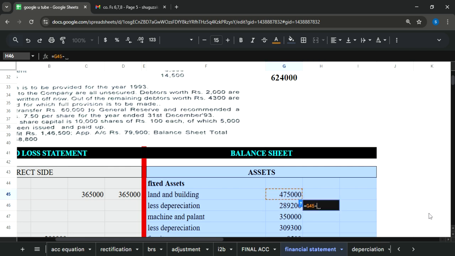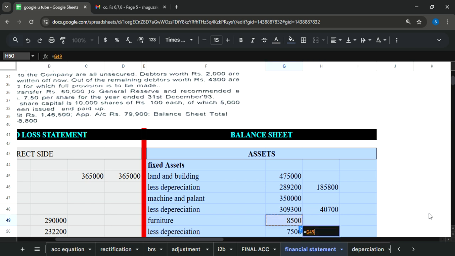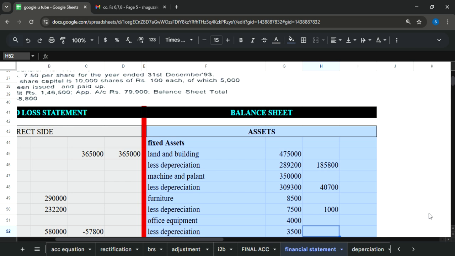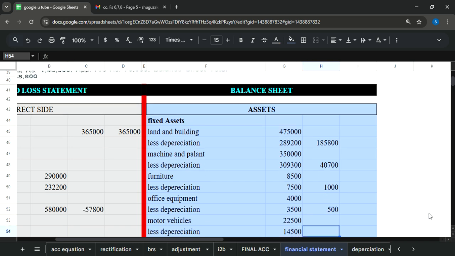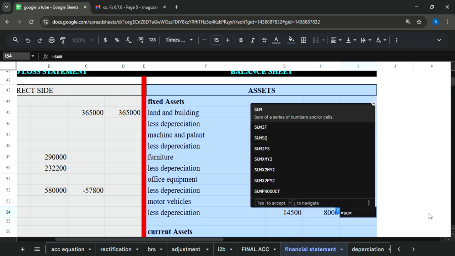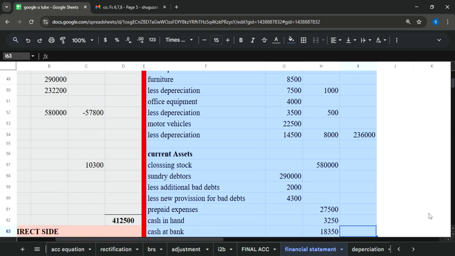Land and building, let's take its depreciation. Then we have machinery, less its depreciation. Then we have furniture, less its depreciation. After which we have office equipment, less its depreciation. Then we have motor vehicle, subtract its depreciation. So depreciations are subtracted. We are now ready to take the sum of all fixed assets. So guys, here the total of fixed assets is ready.